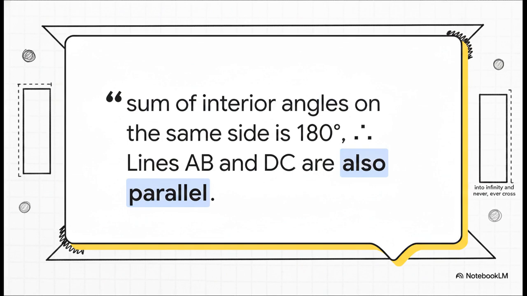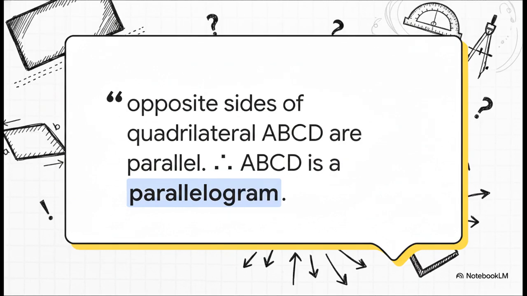Since line BC is a transversal to lines AB and DC, and the sum of interior angles on the same side is 180 degrees, therefore lines AB and DC are also parallel. This is the core geometric law that dictates exactly why these opposing lines will extend into infinity and never, ever cross. And that leads directly into our final verdict for this geometric detective case. The text concludes, hence, both pairs of opposite sides of quadrilateral ABCD are parallel, therefore, ABCD is a parallelogram. We have proven, without a shadow of a doubt, that geometrically speaking, our rectangle is definitively a parallelogram.